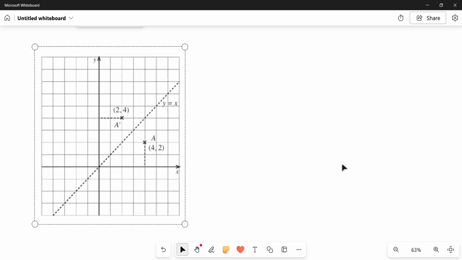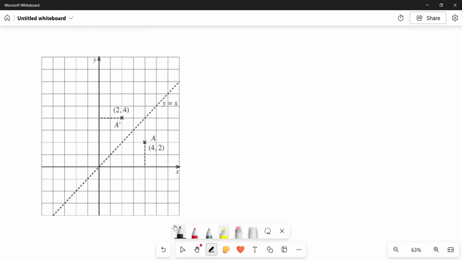So what I want to show you is if you have an entire triangle, we'll leave that as A. I'll call this B, call this C. So B is going to be (2, 0). C is going to be (4, 0), right? And I want to find the image of this triangle in this line.